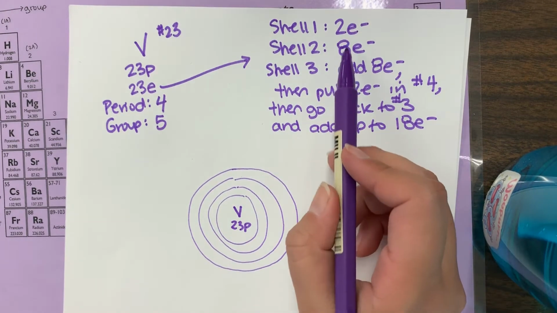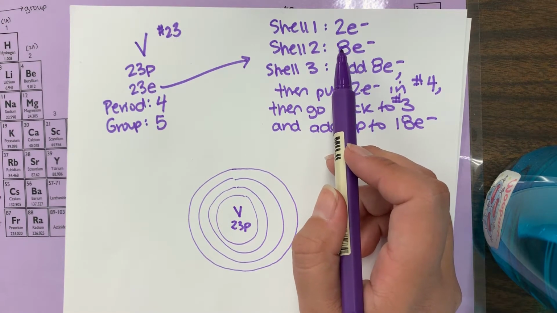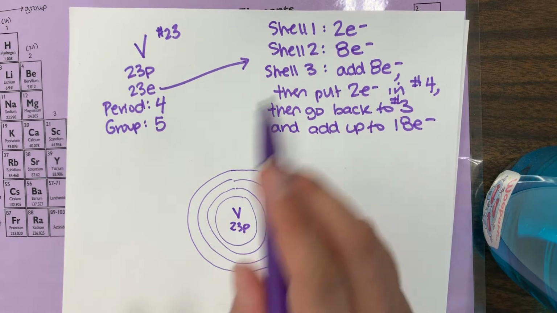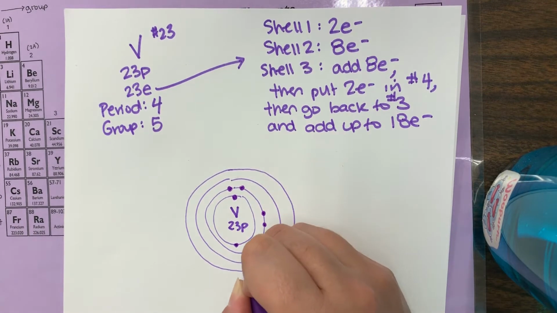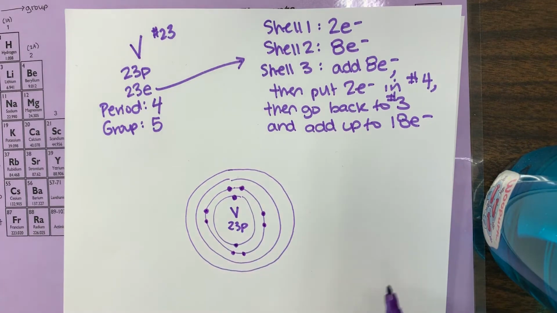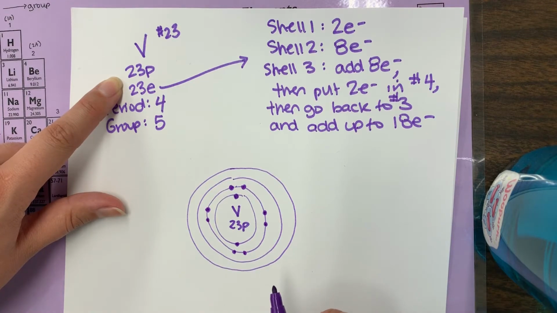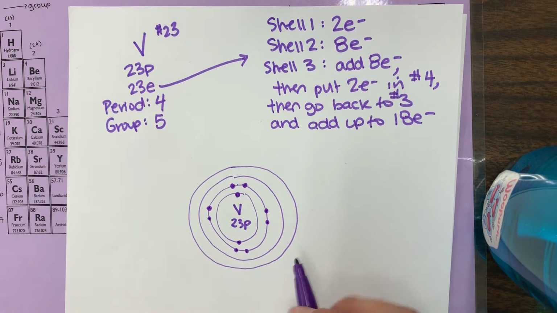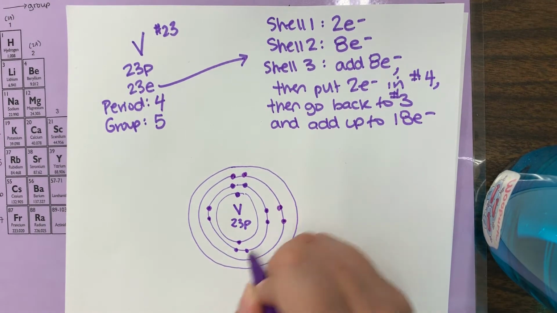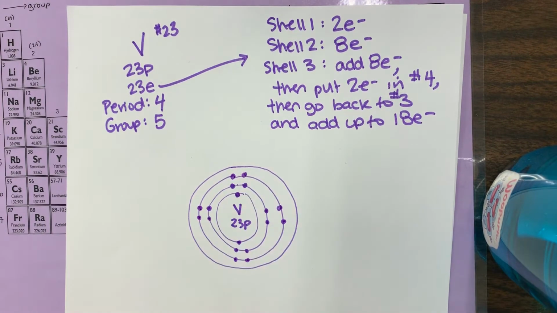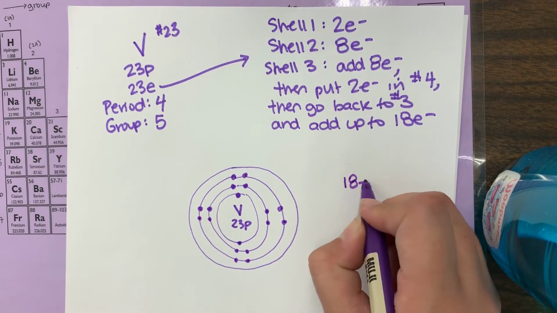The first 2 shells are super easy, 2 and 8. We have more than 10 electrons in this atom, therefore, we just go ahead and put those 10 on directly. 1, 2, 3, 4, 5, 6, 7, 8, 9, 10. We need to get to 23. We are missing 13 of our electrons. So we're going to go ahead and start. Add 8 to shell 3. 1, 2, 3, 4, 5, 6, 7, 8. This right now has given us a total of 18 electrons.